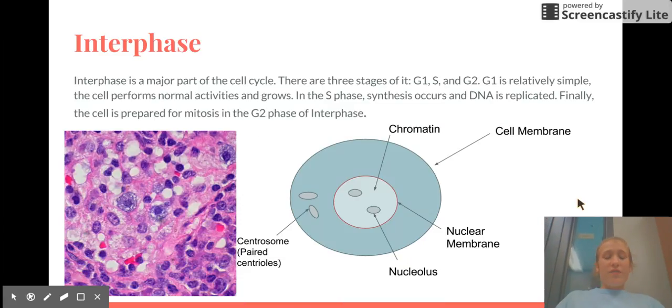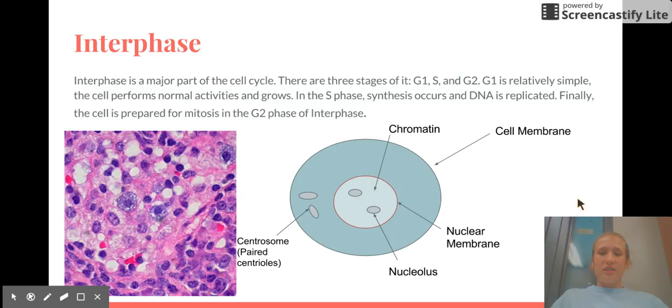Interphase. Interphase is a major part of the cell cycle. It's actually where the cell spends most of its time, although it is far more simple than mitosis, which I will cover most of this presentation over. There are 3 stages of interphase, G1, S, and G2.